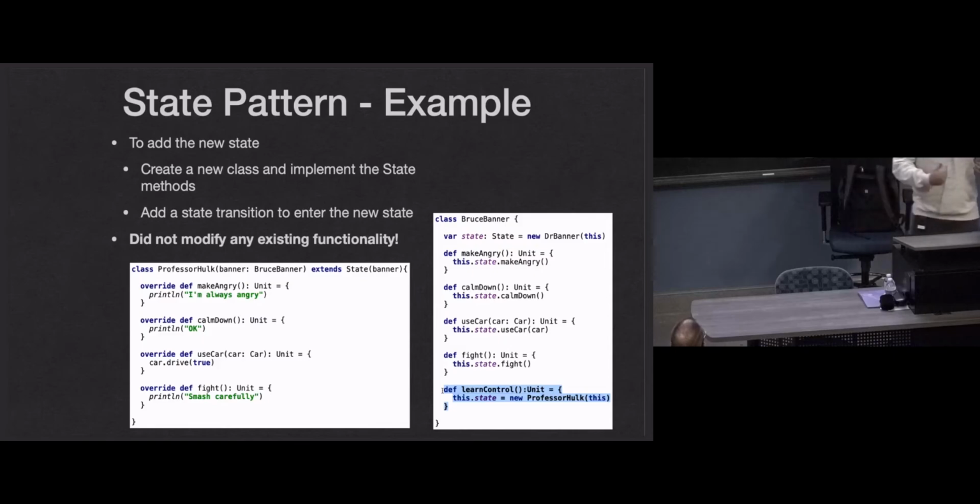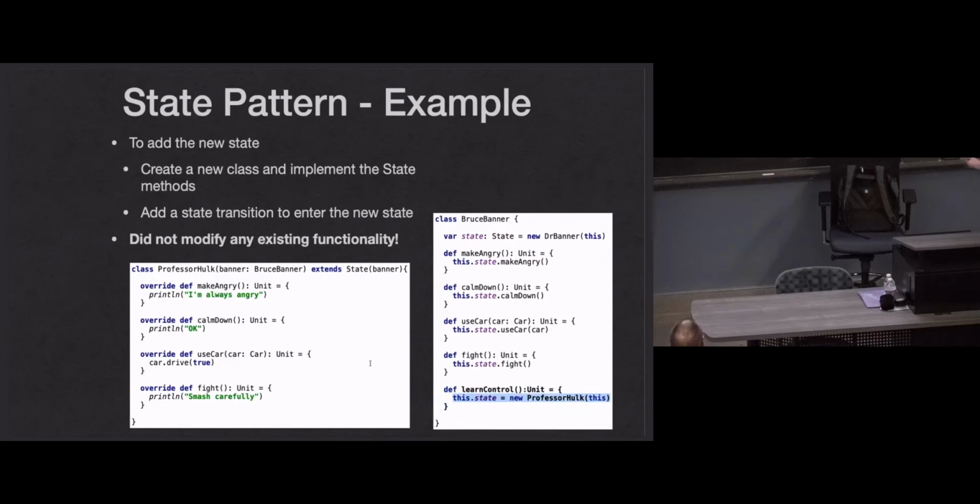Banner, he's going to transition into Professor Hulk. I don't care which state he was in when he figured out how to learn control. He's going to transition. So this is a method that's going to do the same thing no matter what state we're in. So in your self-checkout, you have some functionality that's the same across every single state you have. You can just put it right in the self-checkout class itself. So when he learns control, he's going to transition to Professor Hulk.